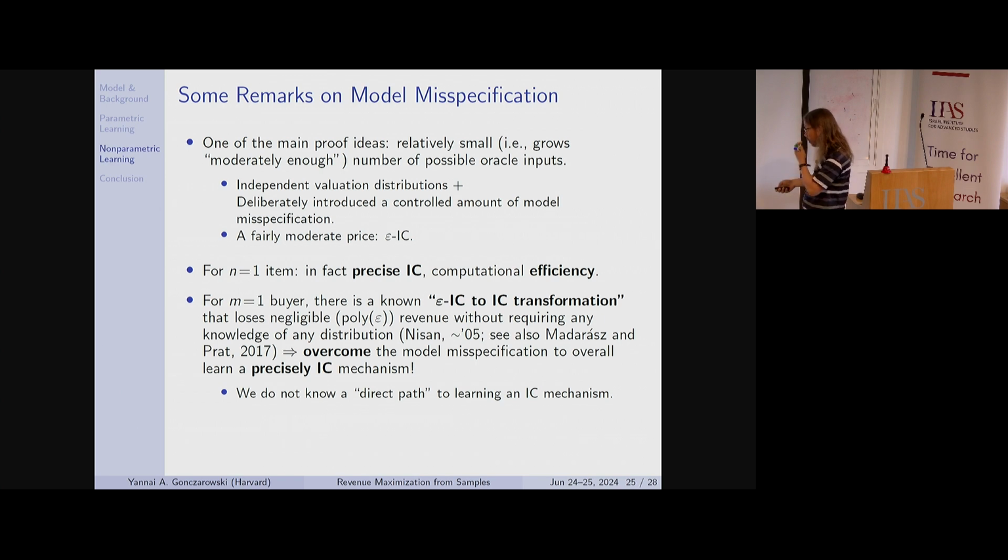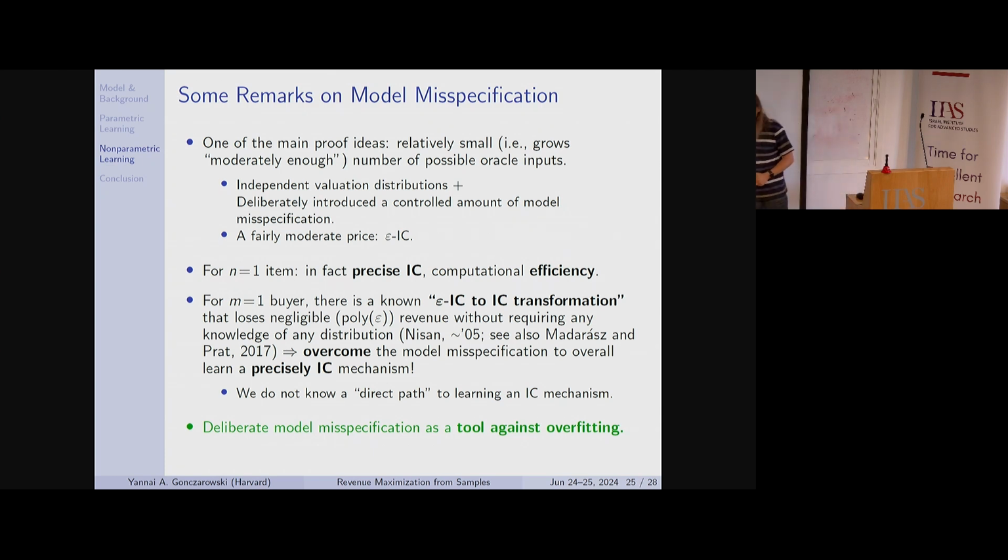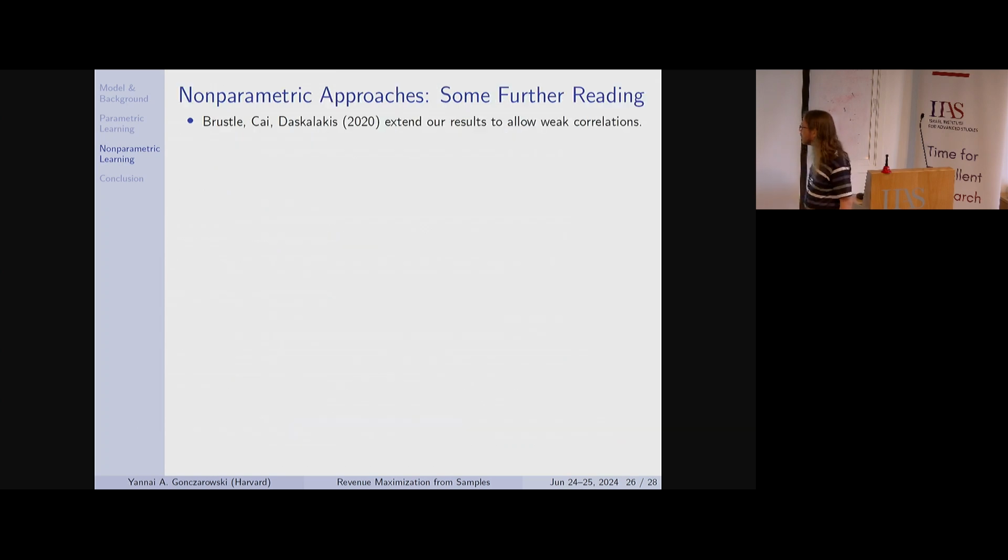And we do not know, even with follow-up papers and everything, of a direct path to learning an IC mechanism that is not learn an epsilon IC mechanism and fix the epsilon. So this is, again, only for the one buyer where we know how to fix the epsilon. For more than one buyer, we don't know how to fix the epsilon. We just don't know. There are epsilon IC to IC transformations that you require, I'll talk about this in the next slide. So you can think about this as deliberately introduced model misspecification as a tool against overfitting, and if we're lucky enough, we can remove the misspecification at the end.